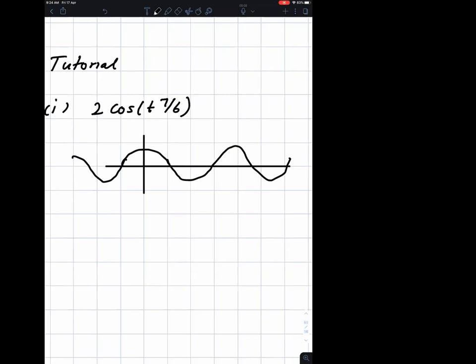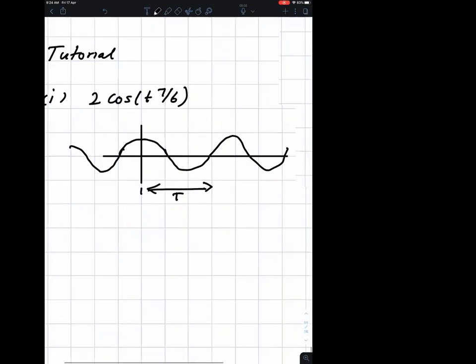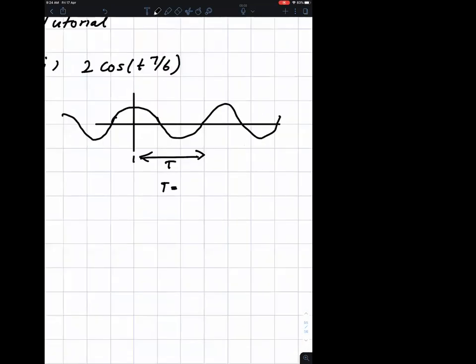I mean, just a very rough drawing. So there's one signal here with the period T. There's no other signals here. This is omega, isn't it? Whichever thing is multiplied with the t is omega. So omega is 7 over 6. Is this right?